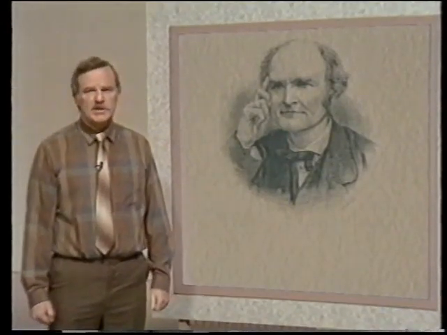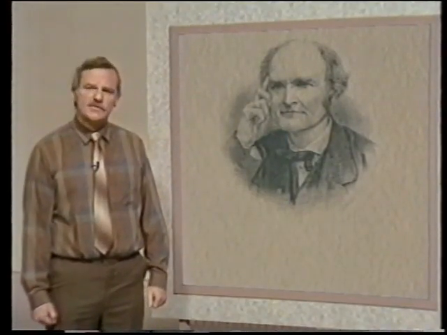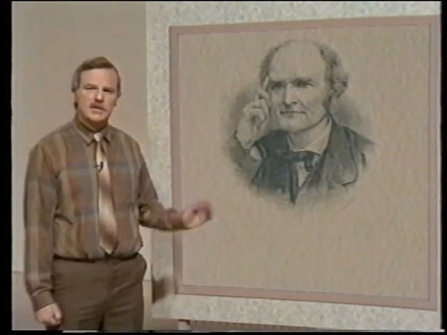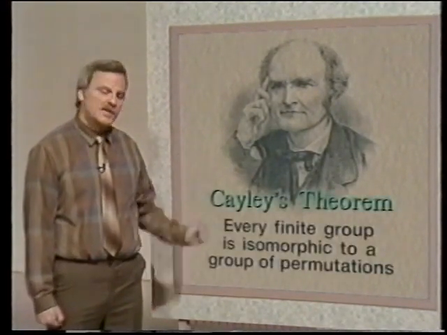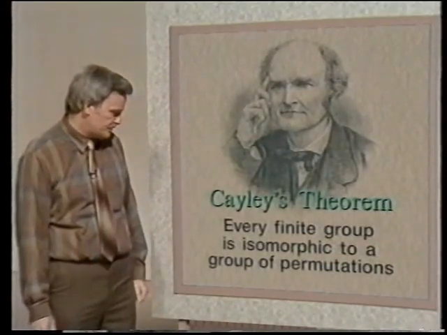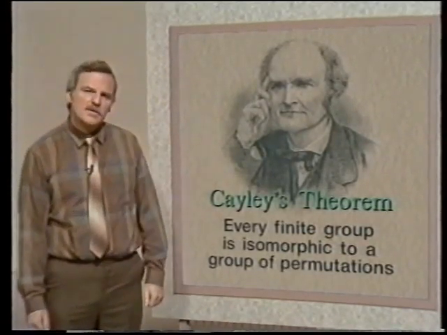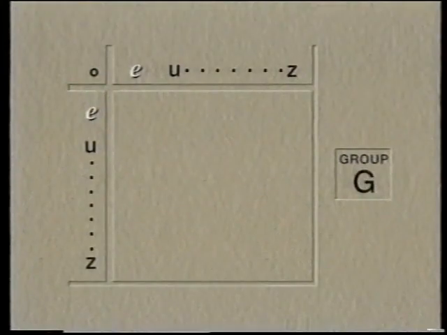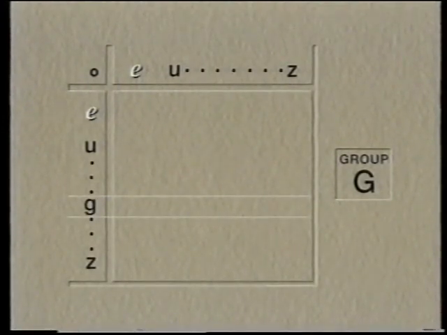That method of associating a permutation with a group element was devised by the English mathematician Arthur Cayley, and his theorem holds for every finite group. The proof is quite easy. Take any finite group G. With each element little g, we associate the permutation given by its row in the Cayley table. Well, what are the elements in its row? They're compositions.